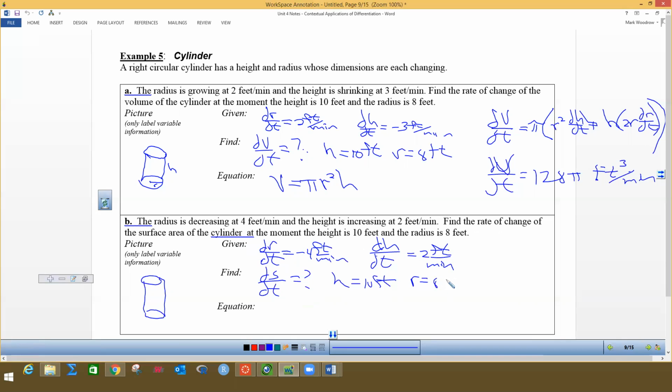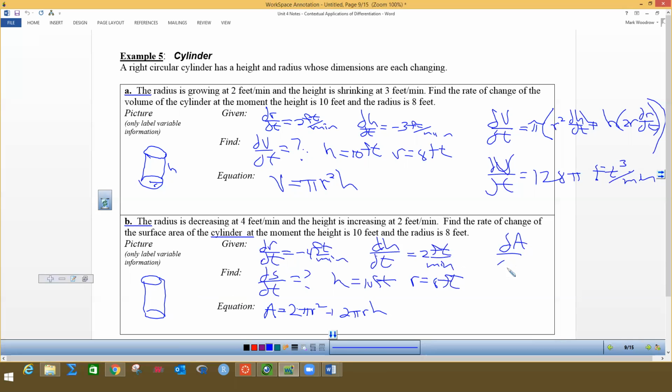Now we have to know the surface area for a cylinder. So the surface area of a cylinder has two bases that are circles. So pi r squared is a circle, and there's two bases, top and bottom, so that's where 2 pi r squared comes from. And then the lateral area, if you don't remember from the good old days, is 2 pi r h.